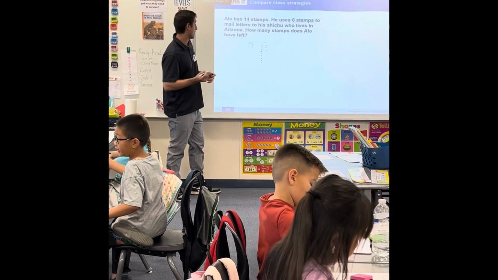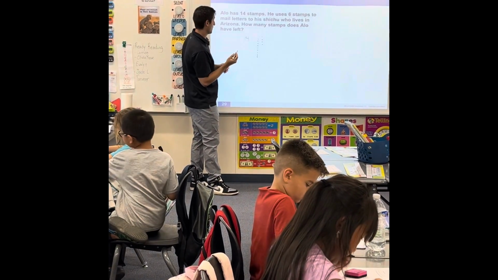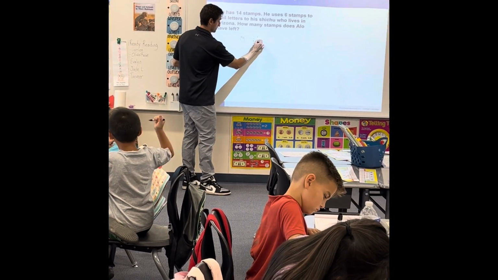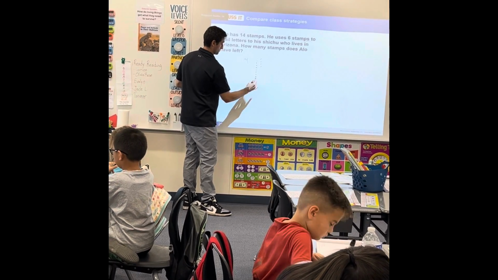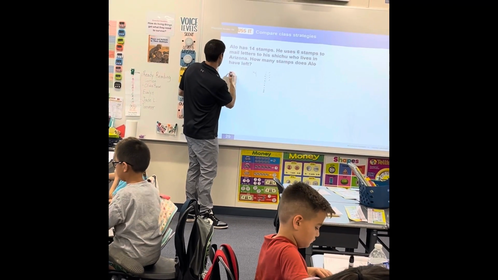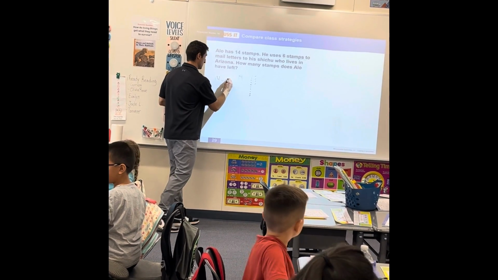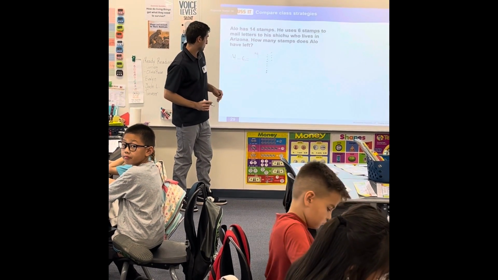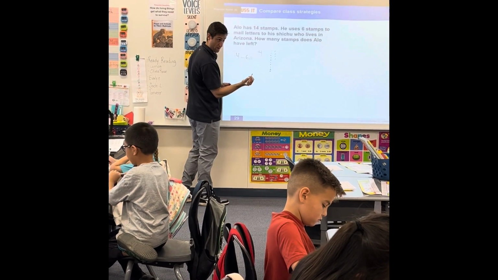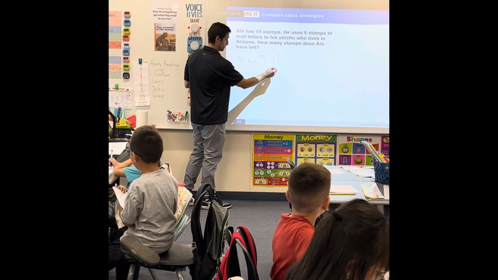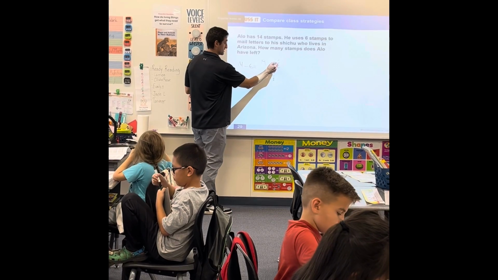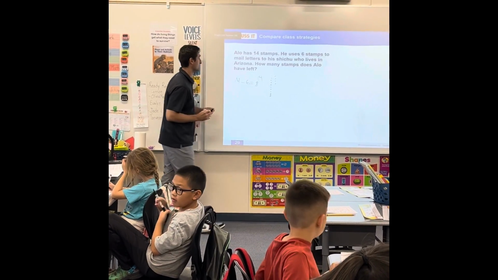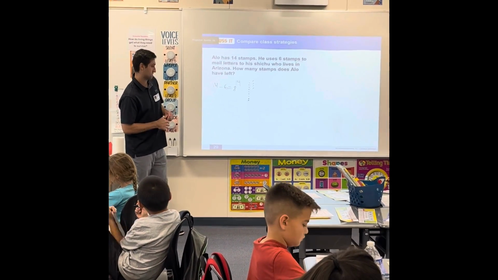All right, if Aloe used 6 stamps to mail this letter to his Sichu, so we'll cross off 6. We'll set up the problem. 14 minus 6. We'll have that marked off. So we'll count how many circles we have left. 1, 2, 3, 4, 5, 6, 7, 8. So that will provide us with the answer for the equation, 14 minus 6. Very nice.